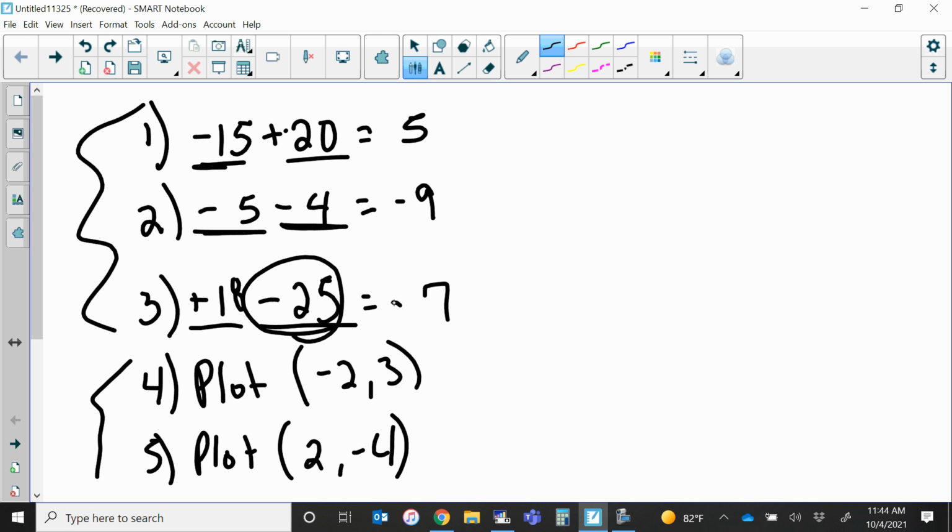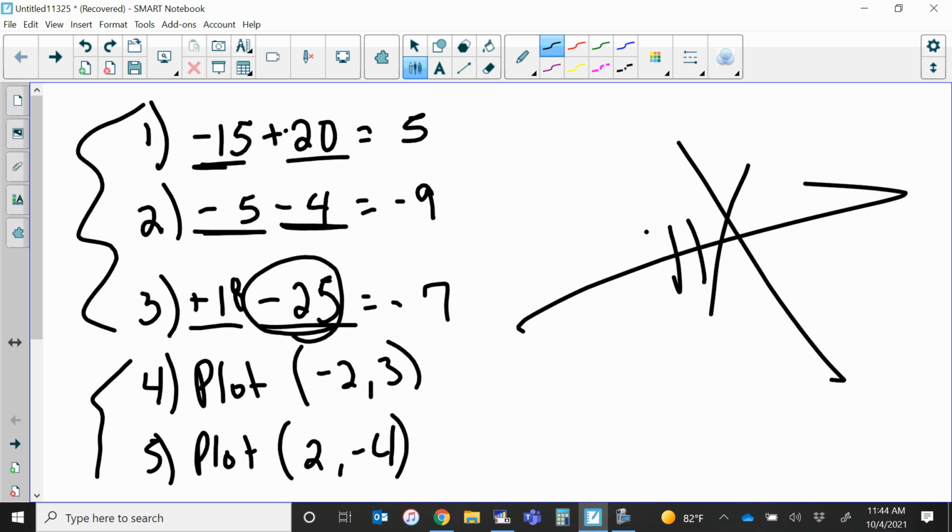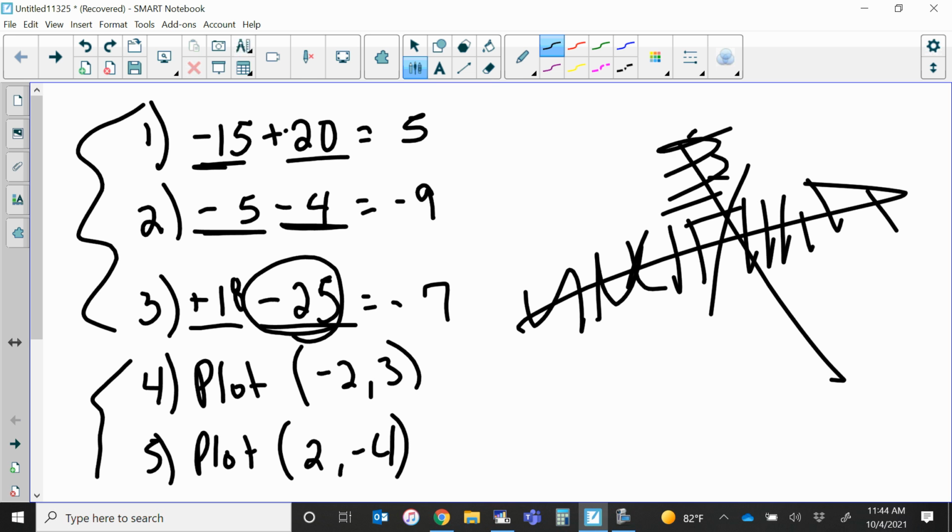Last, sometimes when I ask you guys to graph, this is what I see. I'm playing. Does that look very nice?